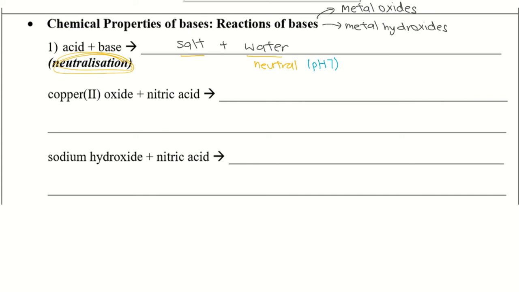Now let's go on to write the chemical equations. Let's first write the chemical formula for our reactants, copper 2 oxide and nitric acid. Copper 2 comes from Cu2+, oxide is O2-. Balanced together, we have CuO. For nitric acid, we have to remember it is HNO3. Okay, and we add a plus sign in the middle.